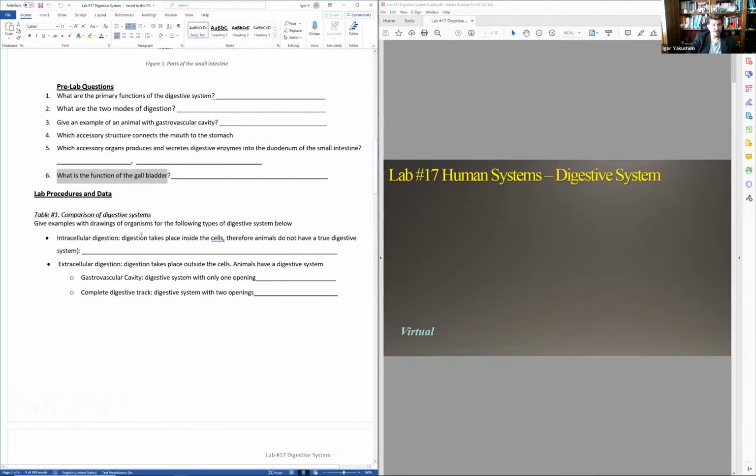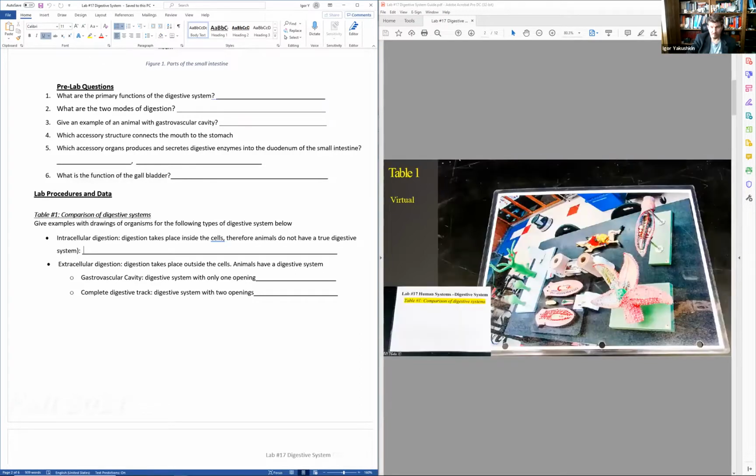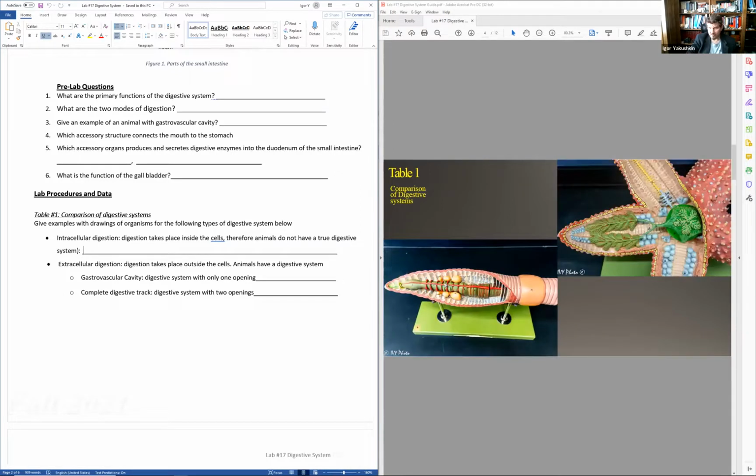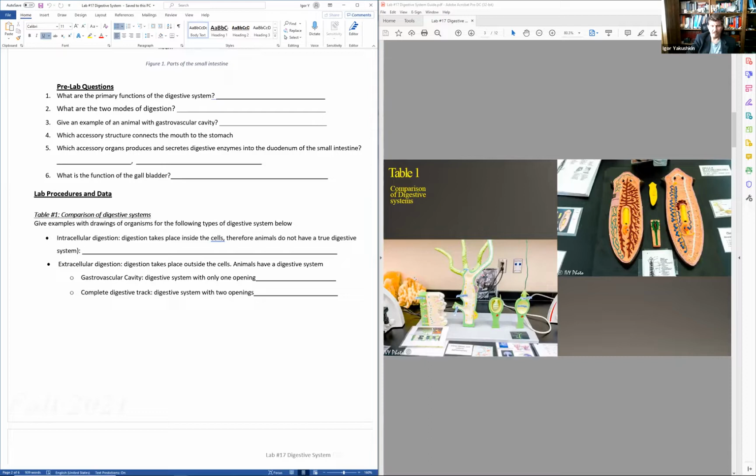So intracellular digestion, the digestion takes place inside of the cell. Therefore, these animals do not have a true digestive system. That's sponges. So here we have, and the sponges are on the back. They have special amoeboid cells which grab the food particles which will be brought by the water flow and so on. Now, extracellular digestion is outside of the cell, in a cavity. It could be just a cavity, it could be a tube.